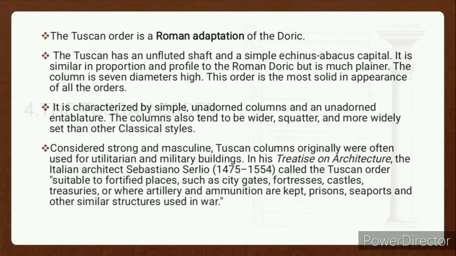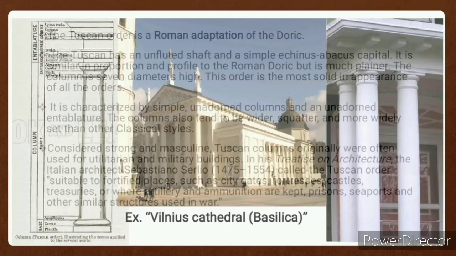In his treatise on architecture, the Italian architect Sebastiano Serlio, from 1475 to 1554, called the Tuscan order suitable to fortified places such as city gates, fortresses, castles, treasuries, or where artillery and ammunition are kept, prisons, seaports, and other similar structures used in war. An example of this order is the Vilnius Cathedral.